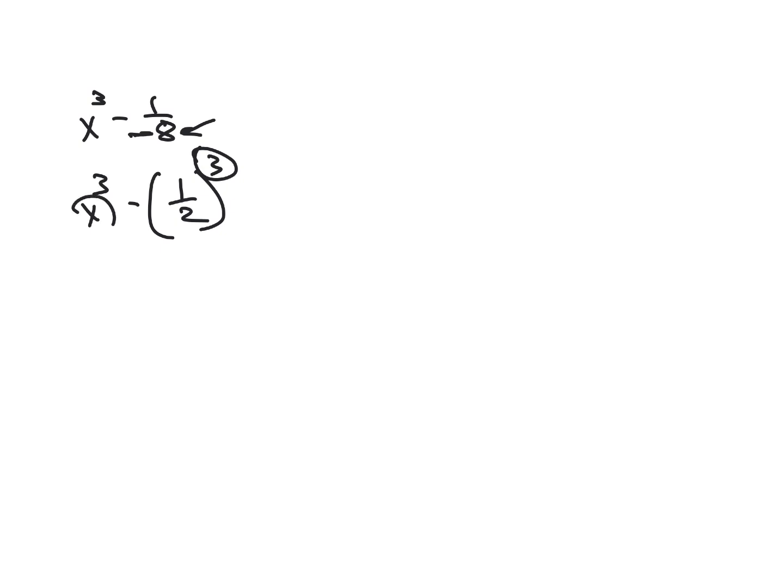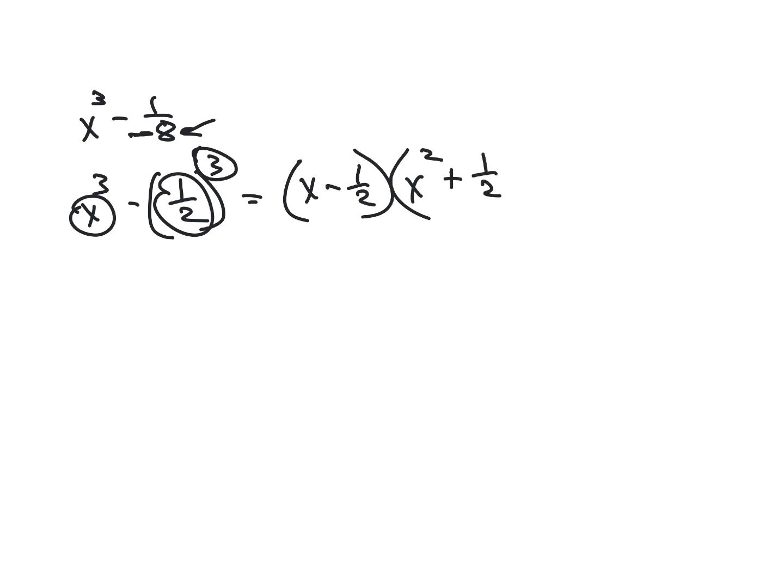So this again is the a and this is the b. I've got a minus sign there, so I'm going to use the formula: first term minus the second term, times first term squared, plus first term times the second term, plus the second term squared. And it gives me an answer like that.